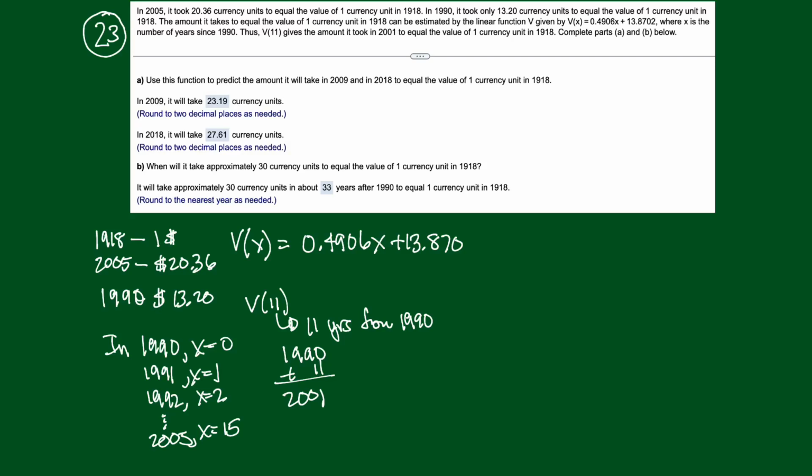So let's complete parts A and B. So here's A. A says, use the function to predict the amount it will take in 2009 and 2018 to equal $1 back in 1918. Well, it looks like somehow I had the answers turned on already, so we know the answers, but let's see if we can get it. All right, so part A.